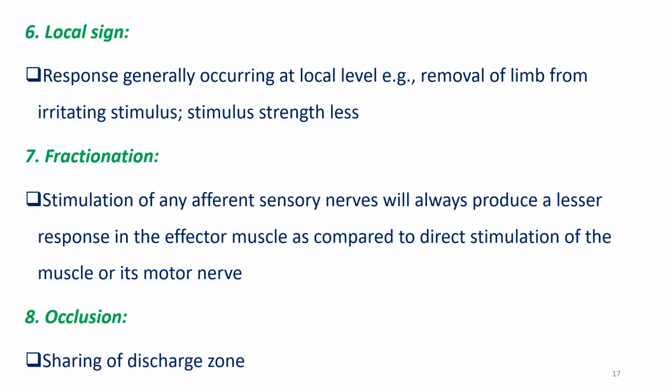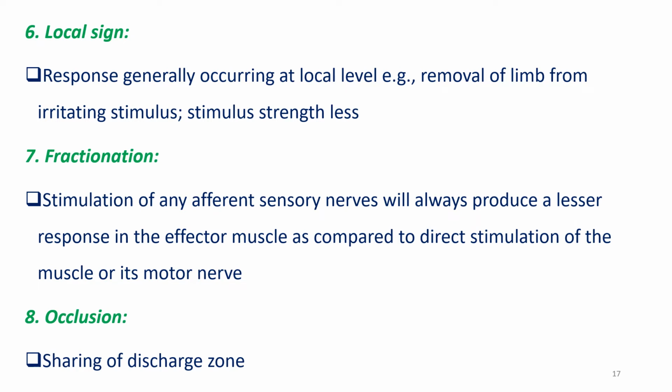It occurs because of the occlusion property. Each muscle is innervated by a number of afferent nerves, and because of the property of occlusion, the sharing of the discharge zone, the impulses coming from the multiple sensory nerves are being shared, so the resulting response is lesser.